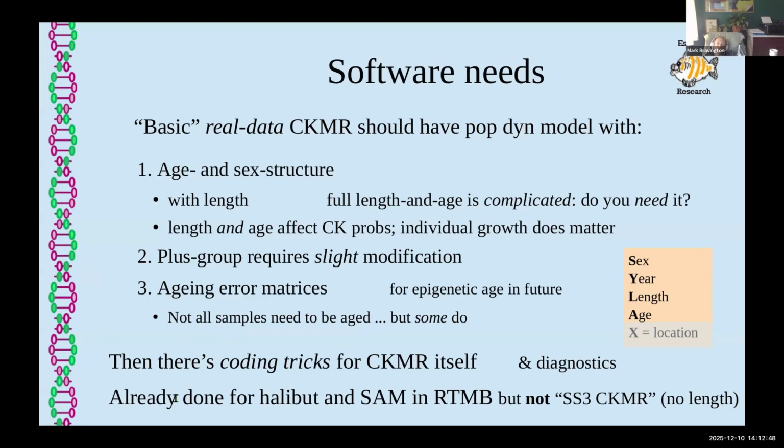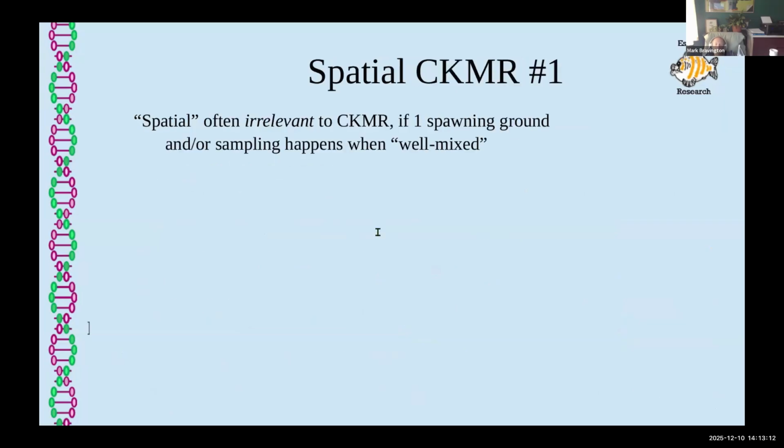This has already been done in the full sense that I describe here. I have an SBT version from years ago, but it's been done recently for halibut. And there's a version that Anders Nielsen and I cooked up this summer for SAM, all done in RTMB. And they do all this, and the runtime is fine. So it can be done, as long as you don't go too mad with spatial.